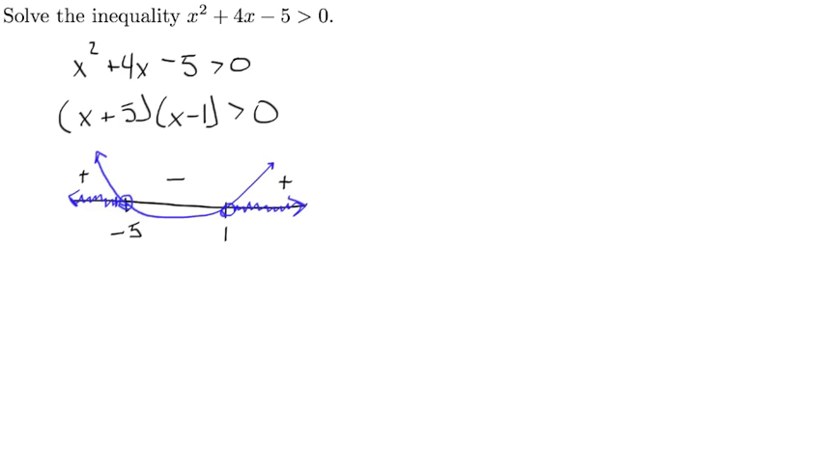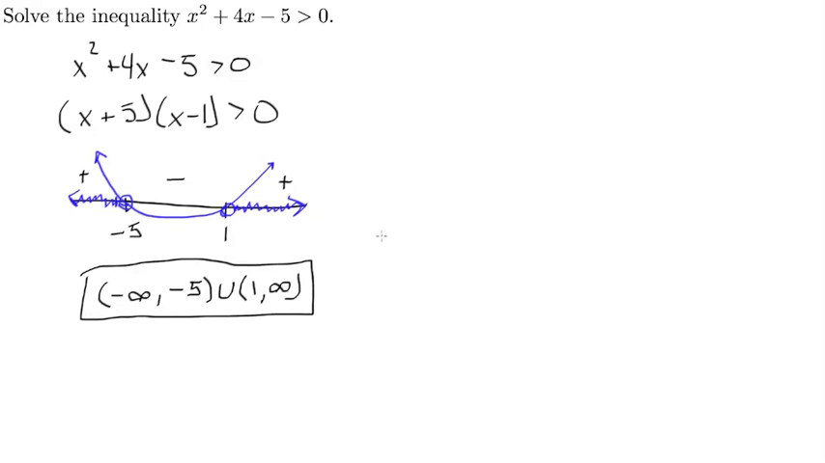So I describe that left region. My lower bound is negative infinity. My upper bound is -5. I don't want to include it. It's a strict inequality, so I'll use an open parenthesis. And I'll union that with this region. My left bound is 1, and I don't have an upper bound, so I'll write it as infinity. So there's my final answer.